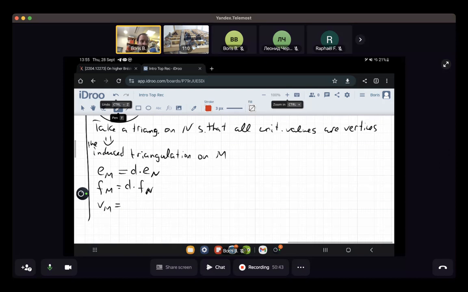Therefore the Euler characteristic of M is equal to V minus E plus F, and I hope it is what I stated here. Yes, because this D times sums up into the Euler characteristic of N, and we have what is written there.